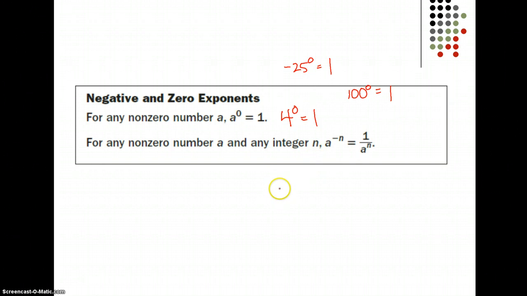For any non-zero number a and any integer n, a to the negative nth power would mean that you put 1 over a to the positive nth power. So for example, 4 to the negative second power will turn to 1 in the numerator and 4 to the positive 2 in the denominator. So that's how you change a negative exponent into a positive exponent.